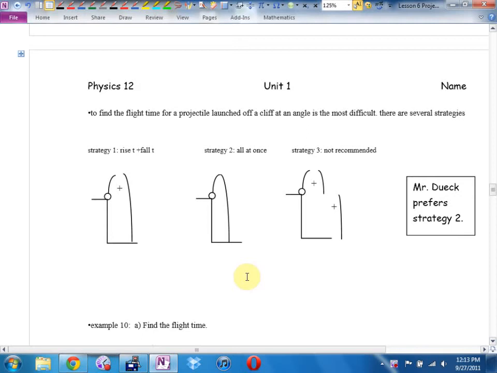So what we're looking at here is a projectile launched off of a cliff. This is the most difficult type of question, and there are a couple of strategies. The first strategy is to find the time of flight to the top, because you know at the top Vy is zero. Then find how long it takes to get all the way back down to the ground, and then add the two times together.